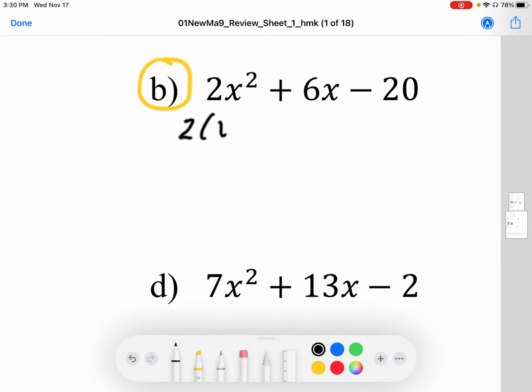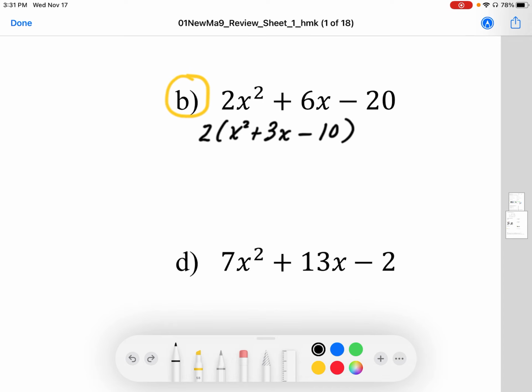So I end up with 2. So I'm left with x squared plus 3x minus 10. Once I do that, I can look at the inside bracket and see if I can factor further. In this case, there are two numbers that multiply to negative 10 and add to positive 3.